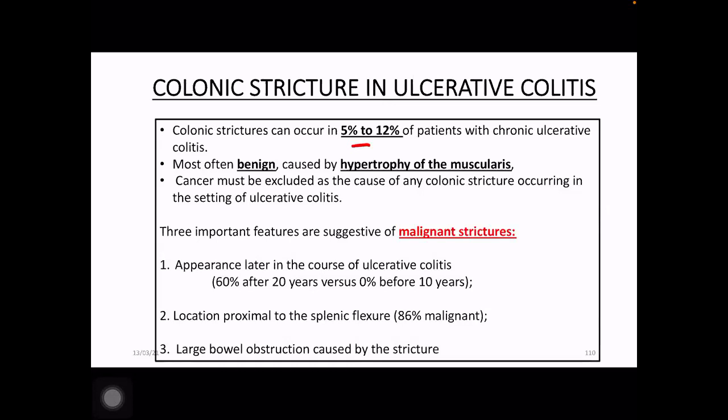One, it appears later in the course of ulcerative colitis. That is, more the duration, more the chance of malignancy. Number two, as I said before, location proximal to the splenic flexure, 86% it is malignant. Number three, large bowel obstruction caused by the stricture is most likely because of a malignant stricture. Fine.